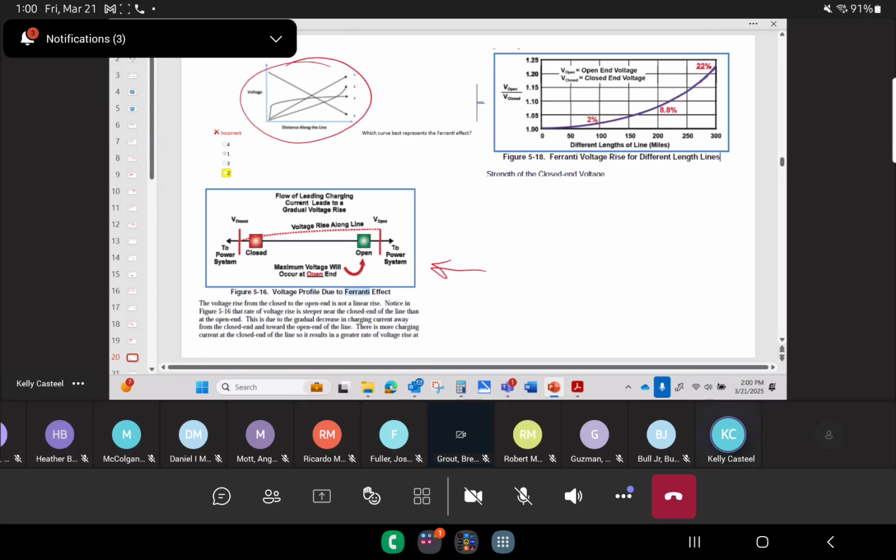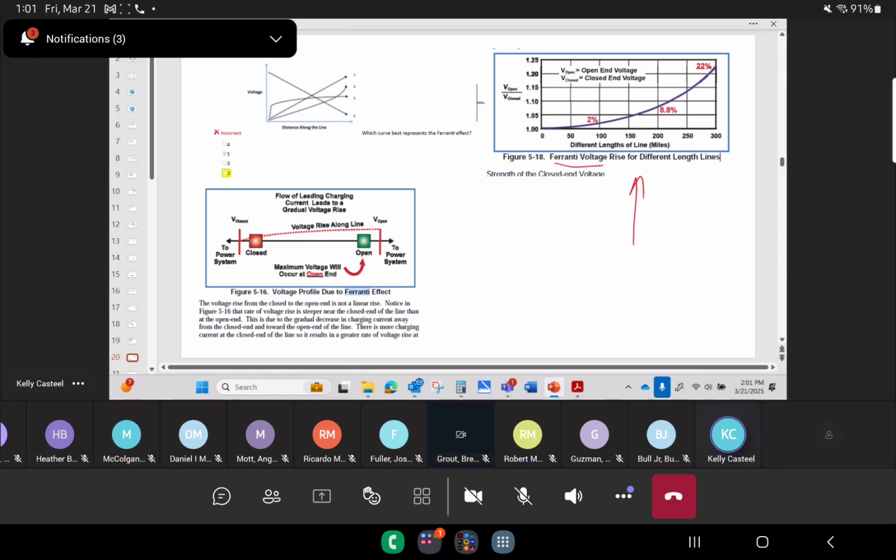So of these, really, it's hard to read those. I think that's actually 3, which is the one that most closely represents that. And this has shown up on the NERC exam. Okay, so just know that you're going to get a quicker voltage increase early in the line, and then it kind of flattens out. I think this is where some of the confusion comes from, is this graph.